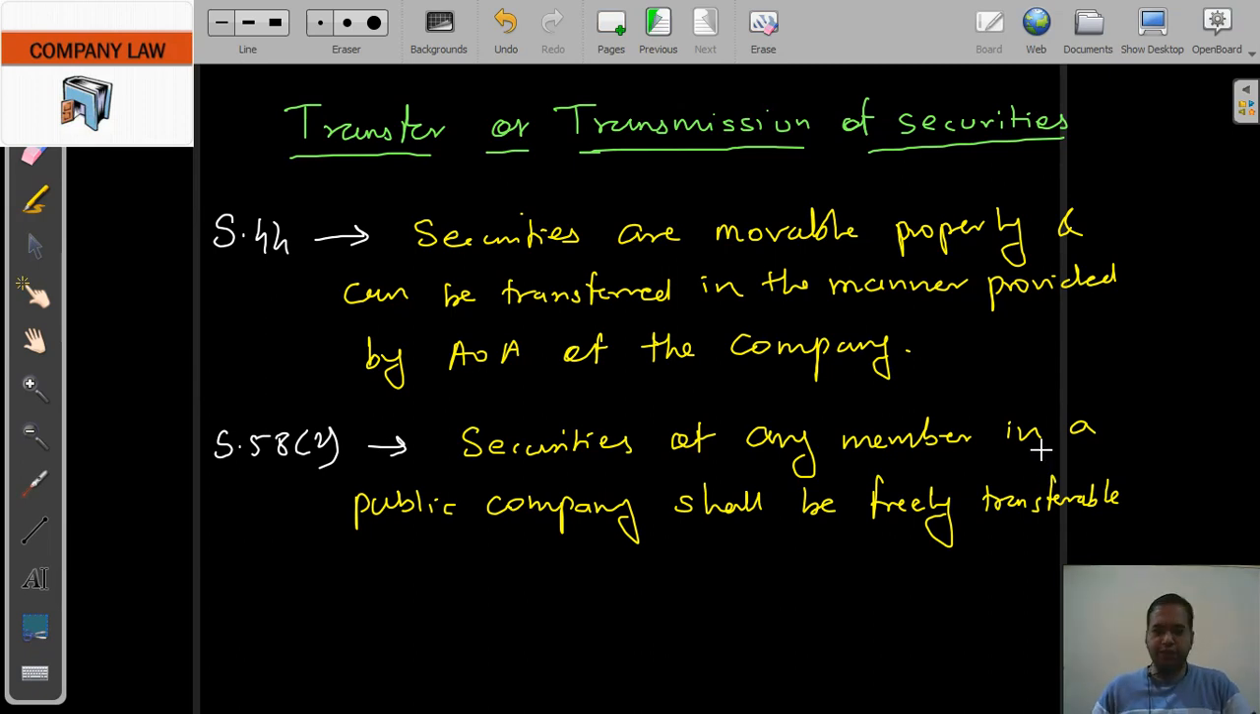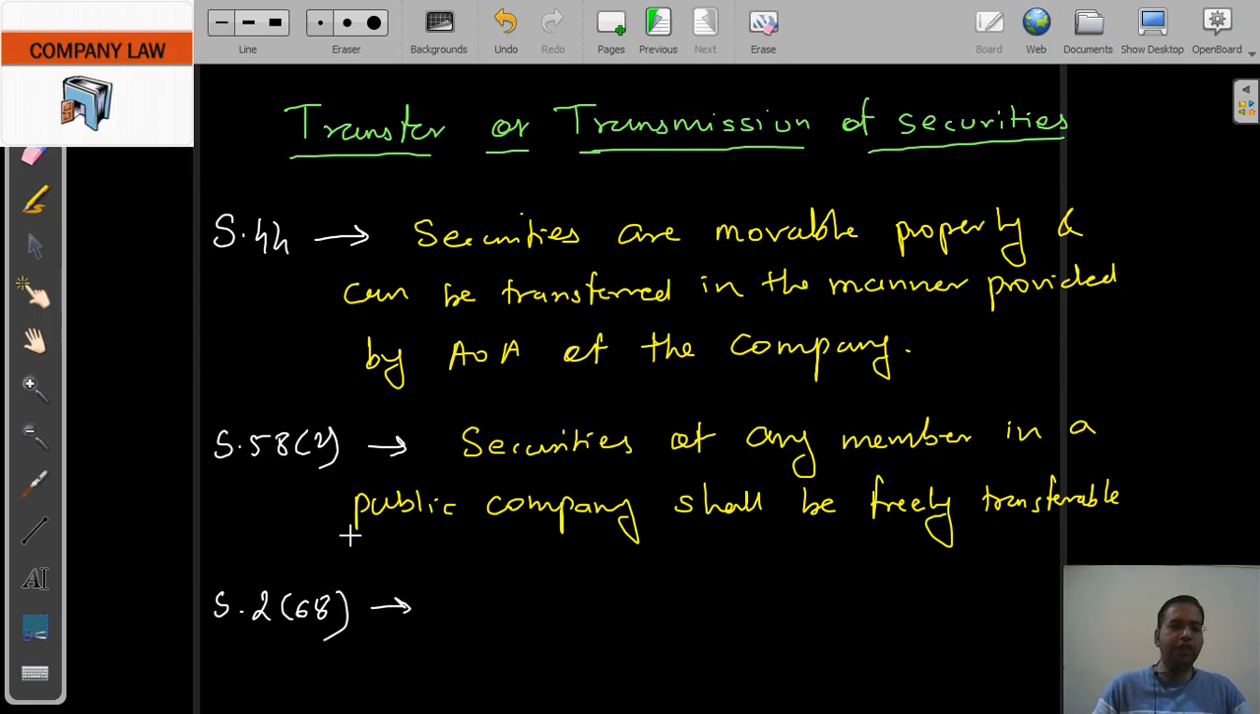So when a transfer takes place between the transferor and the transferee, a contractual relationship arises between them. Section 58 subsection 2 says that the securities of a public limited company shall be freely transferable. Then what about the private limited company? As we have studied under section 2 subsection 68, the transfer of securities in a private limited company can be restricted by its articles. So these three provisions are very important to understand.